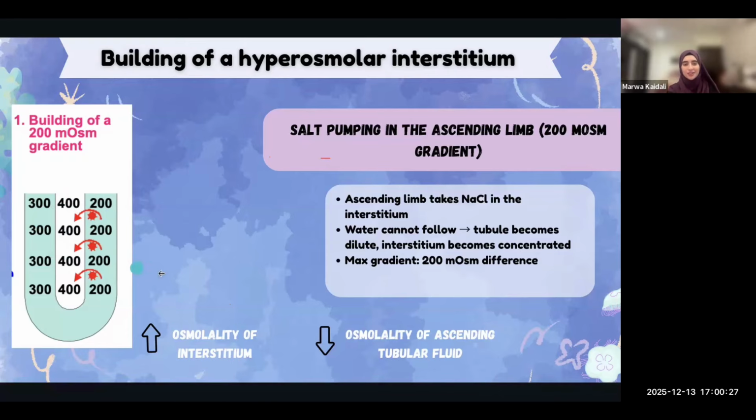So I just jumped a few slides over here, but I just give you a preview. So again, step number 1 is to build a 200 milliosmol difference between the ascending limb and the interstitium, and this is done by the reabsorption of sodium chloride. Okay, this is it for step number 1.